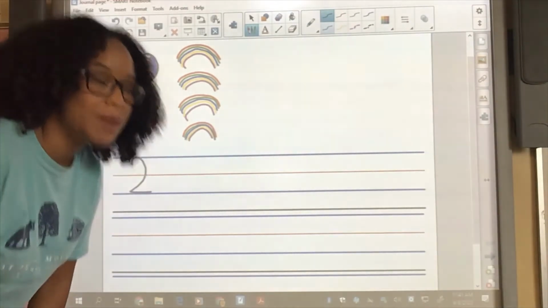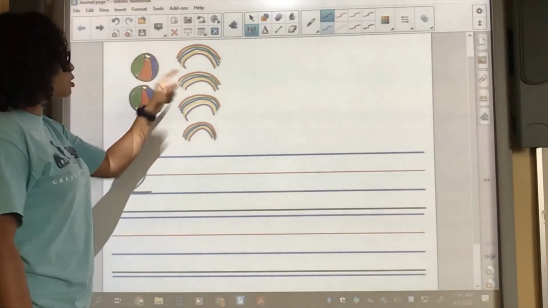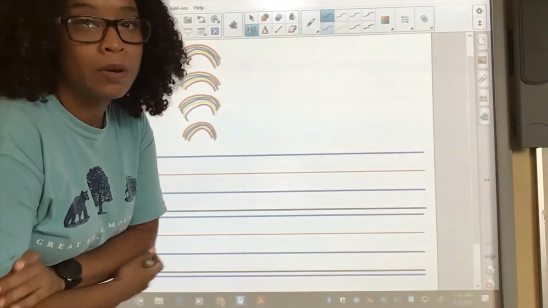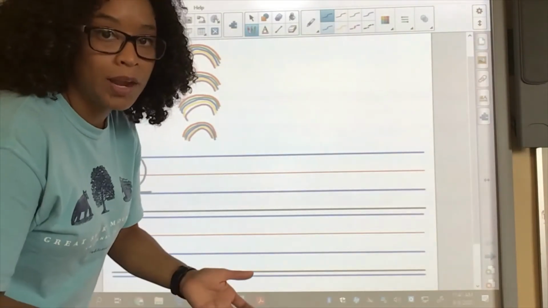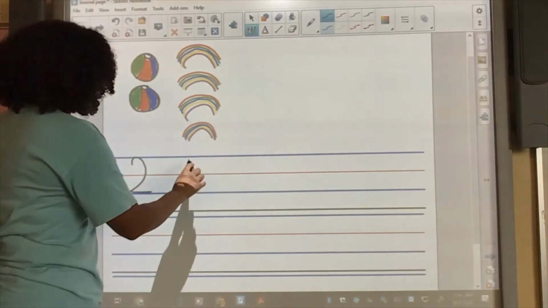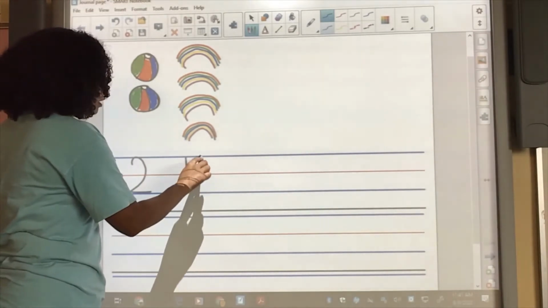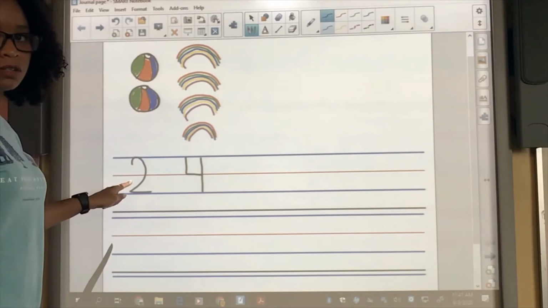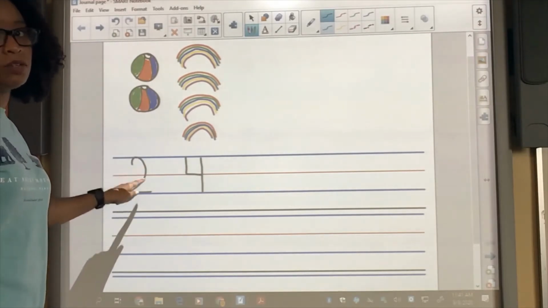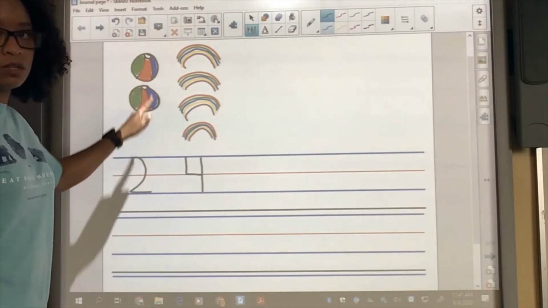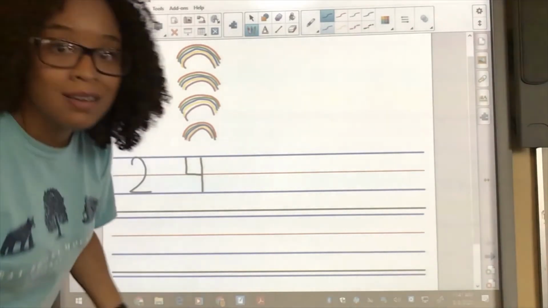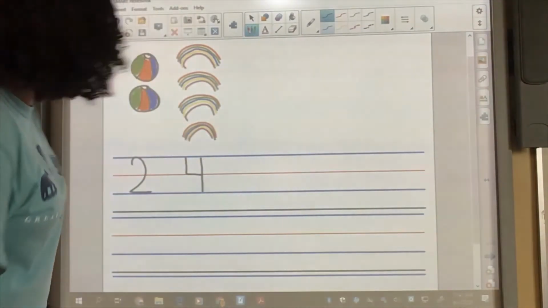Now let's count our rainbows. 1, 2, 3, 4. We have 4 rainbows. What are we going to write to show that we have 4 rainbows? The number 4. Down and over, and then the straight line. Make sure your number is underneath your illustration of your object. So my 2 is underneath my beach balls because I have 2 beach balls. And my 4 is underneath my rainbows because I have 4 rainbows.